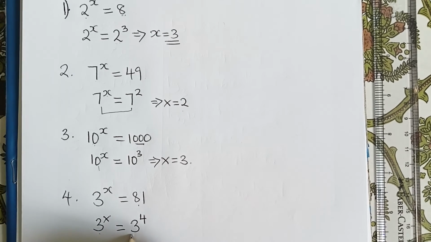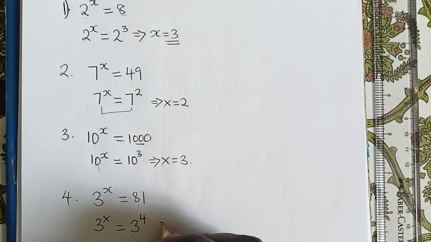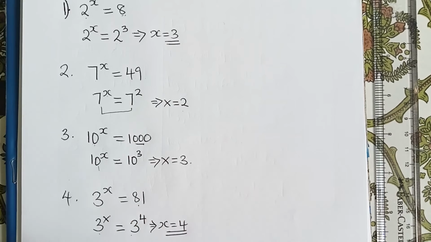Because again, we have the same base over here, that implies that x equals 4. Therefore, 3 raised to power 4 is actually 81.